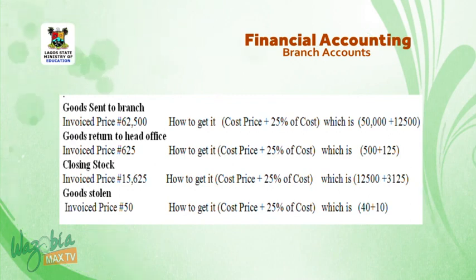Goods returned to head office, invoice price 625 naira. How to get it? Cost price plus 25% of cost, which is 500 plus 125 naira. Closing stock, invoice price 15,625. How to get it? Cost price plus 25% of cost, which is 12,500 naira plus 3,125 naira. Goods stolen, invoice price 50 naira. How to get it? Cost price plus 25% of cost, which is 40 naira plus 10 naira.